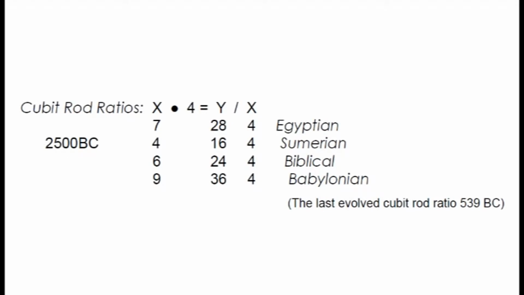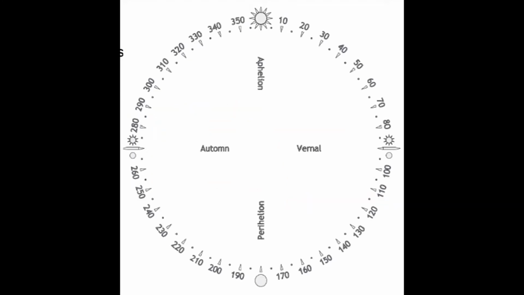7, 28, 4 Egyptian; 4, 16, 4 Sumerian; 6, 24, 4 Biblical; 9, 36, 4 Babylonian, the last evolved cubit rod ratio from 539 BC. One can see an advancement in the incorporation of the circle-formed 36-unit rod of Babylon, with each of the 36 unit digits at 10-degree increments for radial 360-degree calculation.